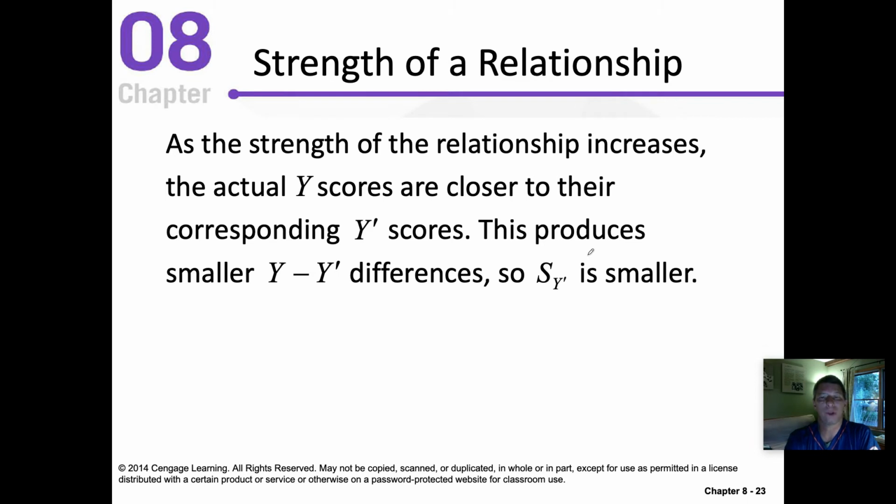Now, mathematically, talking about the strength of a relationship, as the strength of the relationship increases, the actual y scores are closer to their corresponding y prime scores. Remember, the y prime score is the average value of y at a given value of x, or the predicted value of y at a given value of x.